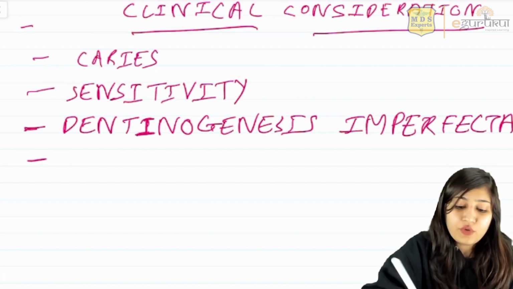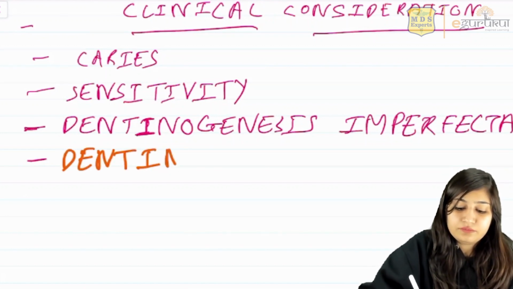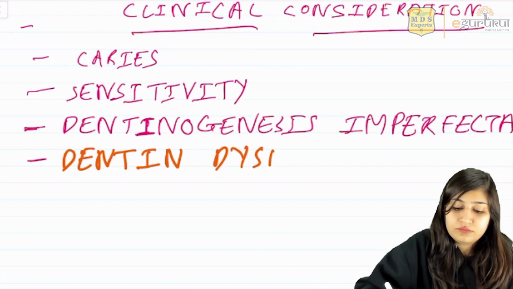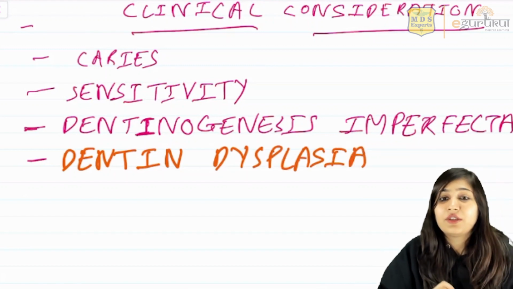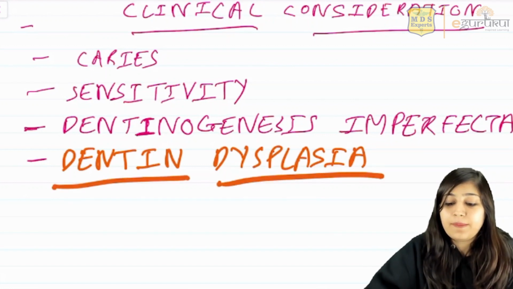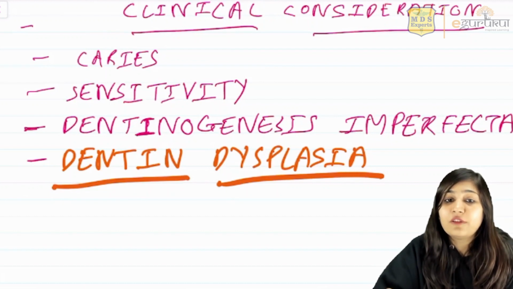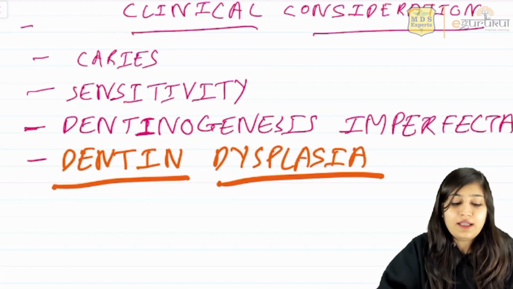The next coming to dentin dysplasia. Here, rootless teeth may also be present. Dentin dysplasia also known as rootless teeth because there might be resorption of root dentin. So, dentin dysplasia. So, these are the clinical considerations.